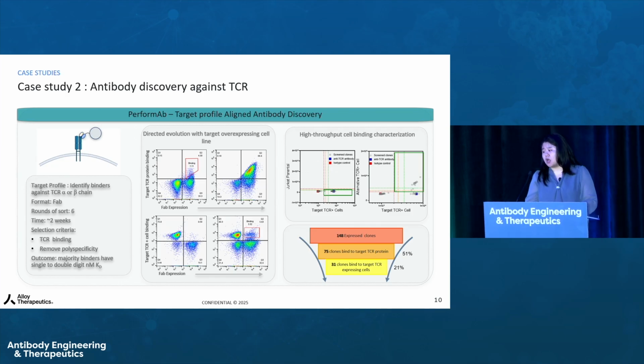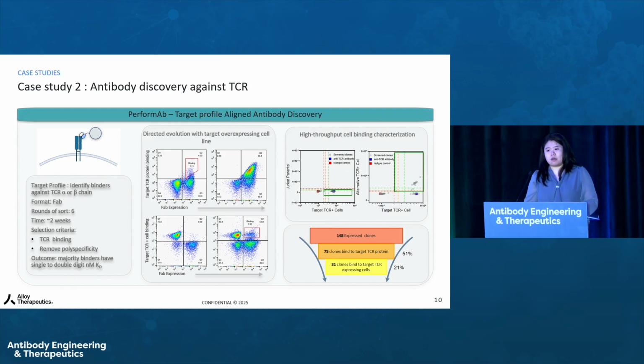So in this case, we displayed Fab on yeast cells, and we went through 6 rounds of selection. In the end of the day, we were able to retrieve a very diverse pool of binders with single- to double-digit nanomolar KD. And in the middle, again, is showing the flow plots of how we're doing the sort. For the x-axis, we're always showing the expression of the various constructs expressed on the yeast surface.